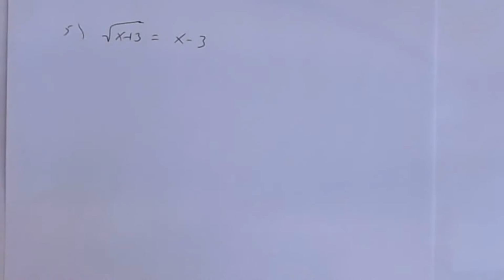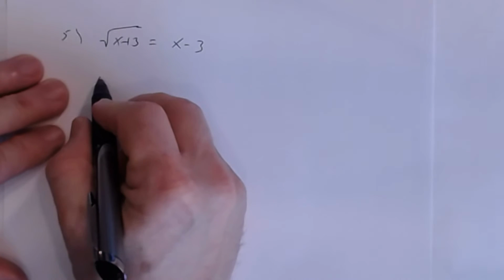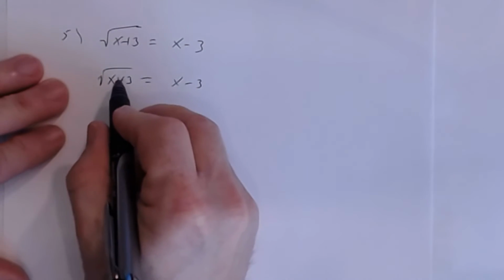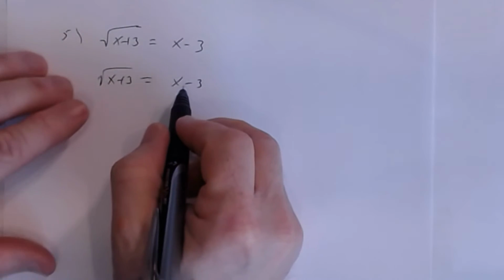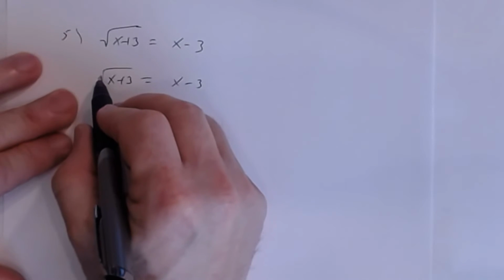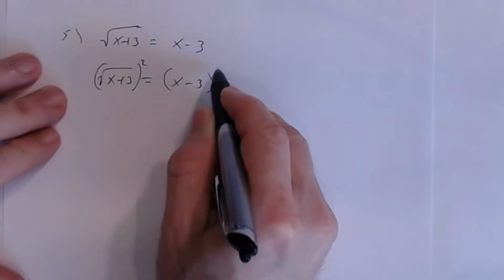Now, if you look at number 5, the radical is already by itself. Let me go ahead and rewrite this over. Since the radical is already by itself, I want to get x by itself here, right? And notice there are x's on both sides. So just as before, I need to get rid of that square root symbol though.